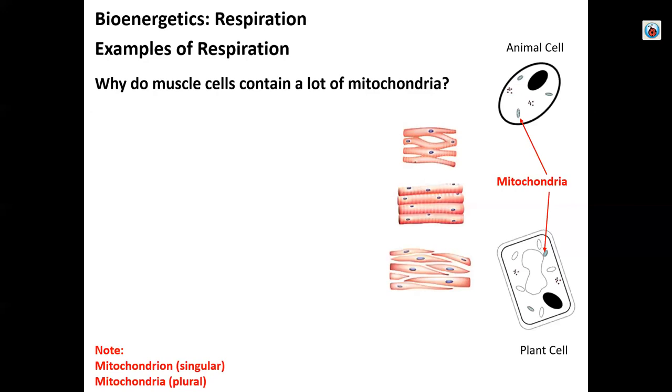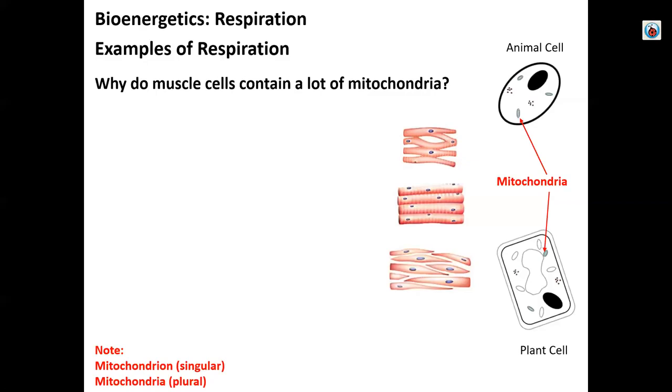So as far as muscle cells are concerned, why do muscle cells contain a lot of mitochondria? Well, the first thing to realize is muscle cells are more active than most other cells. Because if you remember, the job of the muscles is to contract, but they're unable to contract without energy, and they get that energy, the majority of the time, from aerobic respiration. And as we said in the previous lesson, aerobic respiration takes place in the mitochondria.